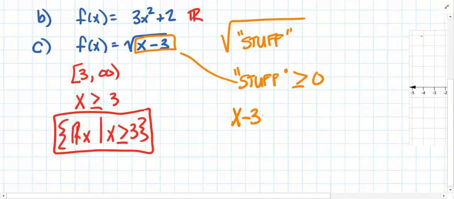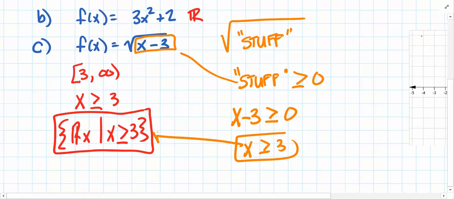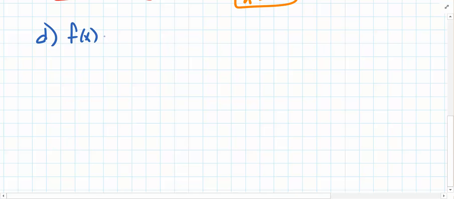So if I set x minus 3 greater than or equal to 0, and I solve this little inequality, look what I would get. x would be greater than or equal to 3. And that's exactly what we said that should be for the domain. Does that make sense?